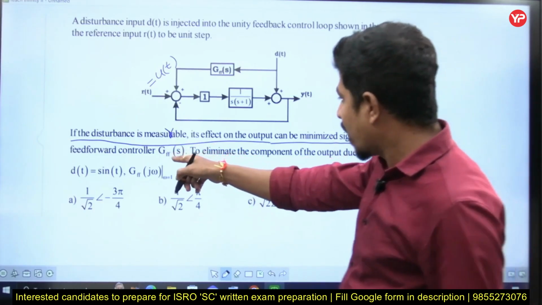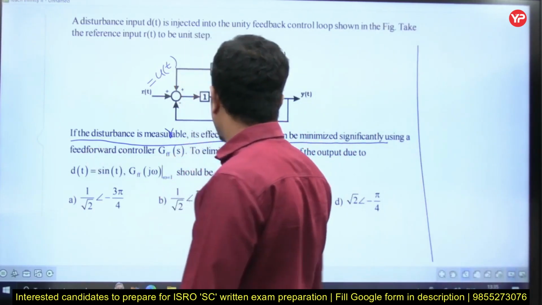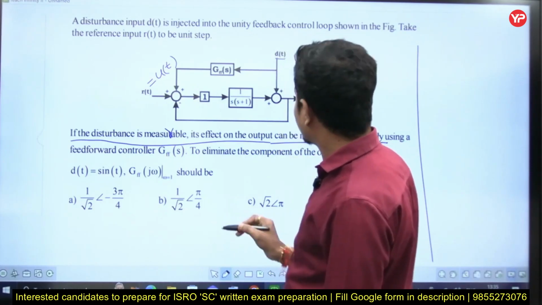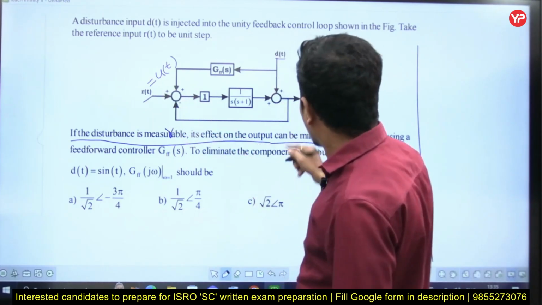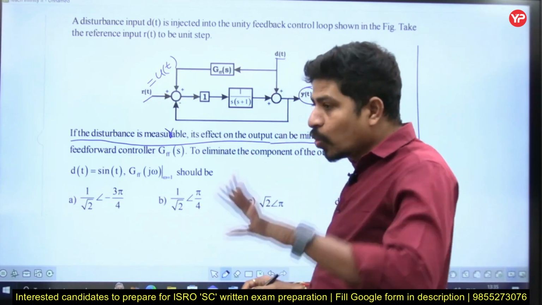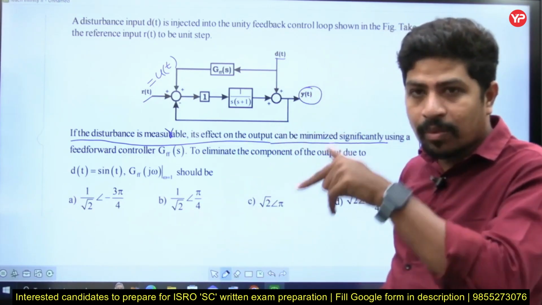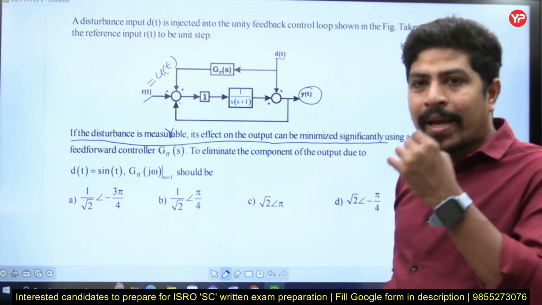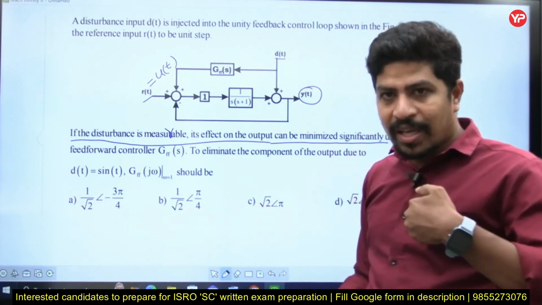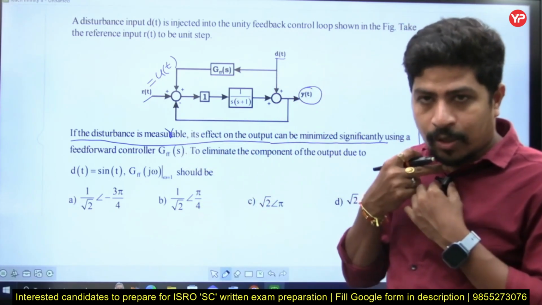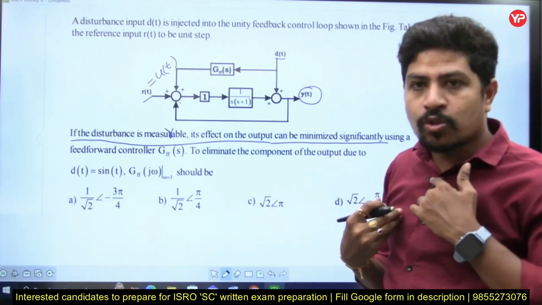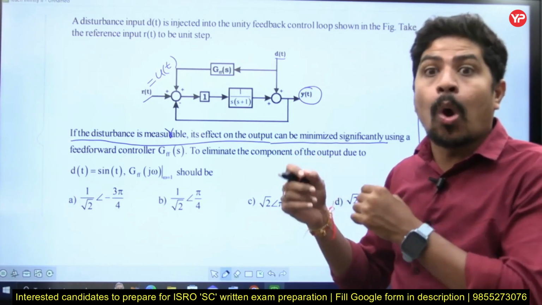Using a feed forward controller GFF of s. He is saying that this is the disturbance, this is the input. Now this is the output. You get the output because of the input as well as the disturbance. Suppose this is the mic, I am speaking here. My voice is the input I am giving. Some other noise also will enter into the mic, but I expect at the output only my voice to be amplified but not the noise.